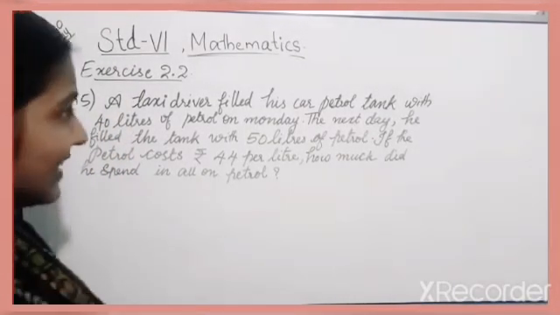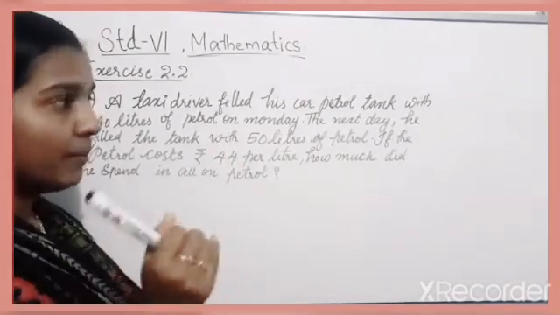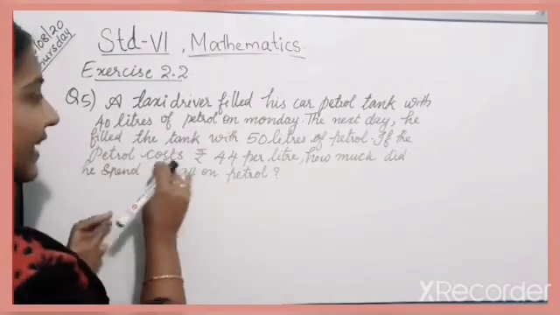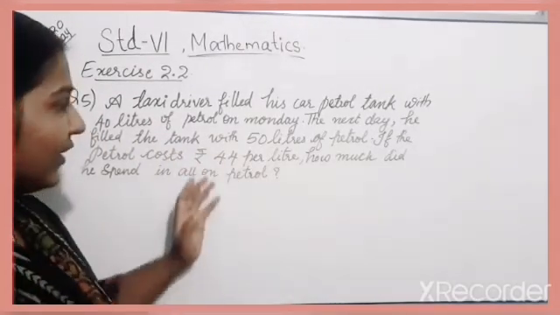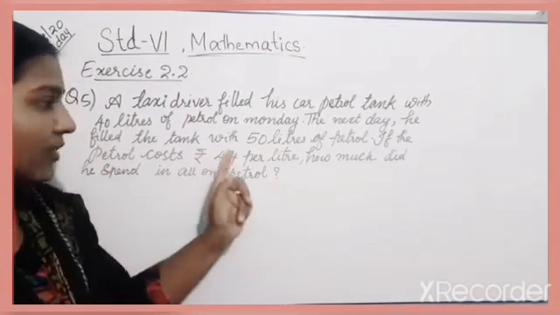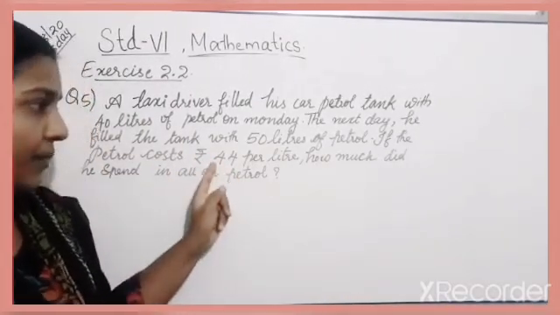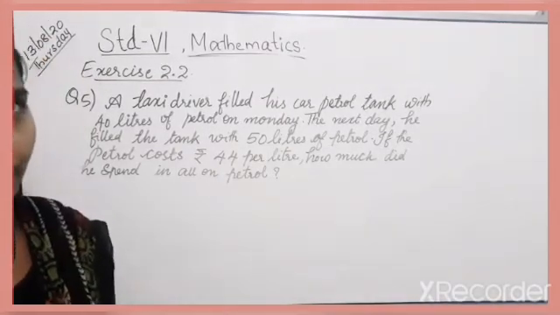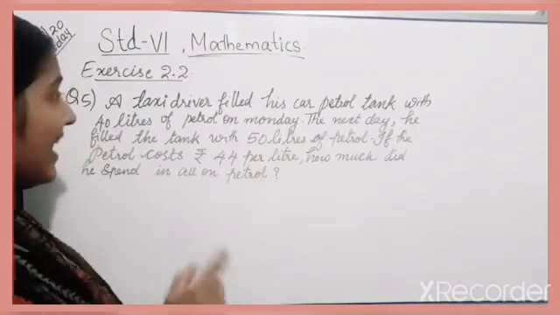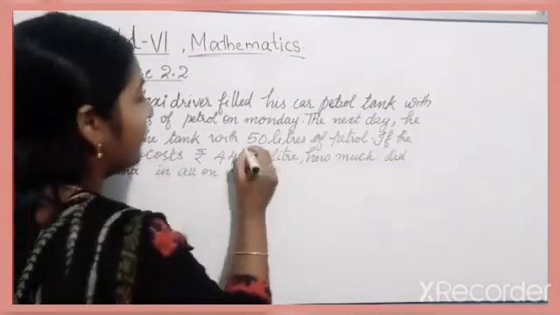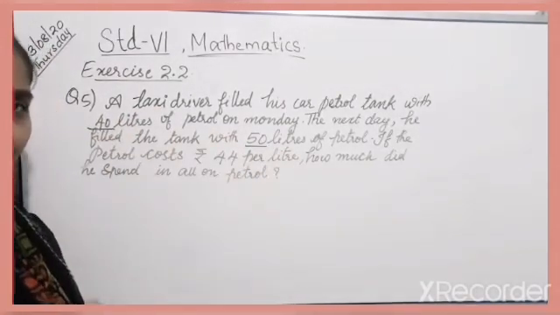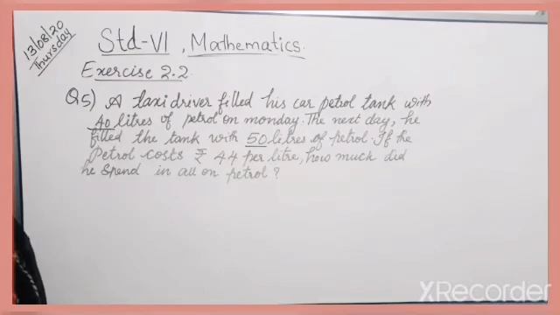Here the taxi driver filled his car petrol tank with 40 liters of petrol on Monday, and on the second day 50 liters of petrol, and the cost of 1 liter of petrol is 44 rupees. So what did he spend in all on petrol? First you have to add the 40 liters and 50 liters together. This is the total petrol he took from the shop, isn't it? He used to fill the tank, isn't it?